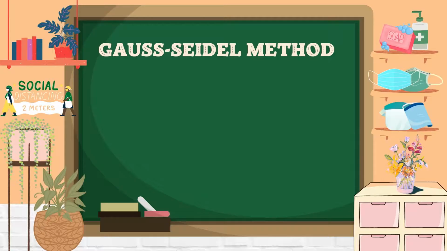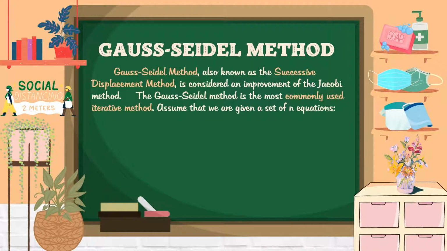Our next discussion will be about Gauss-Seidel method. So, Gauss-Seidel method, also known as the successive displacement method, is considered an improvement of Jacobi method. So, the Gauss-Seidel method is the most commonly used iterative method. Assume that we are given a set of n equations. So, this is the matrix form of the linear equation.